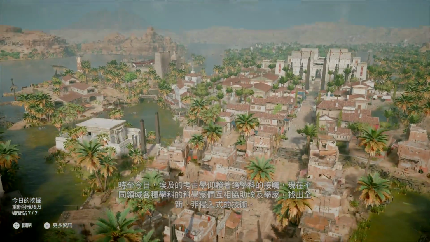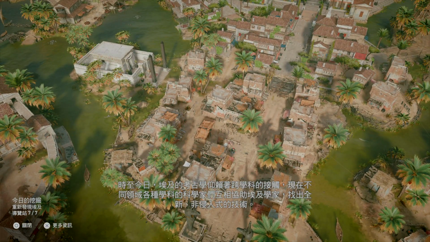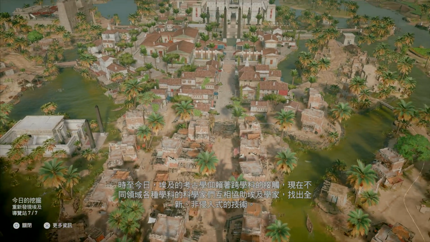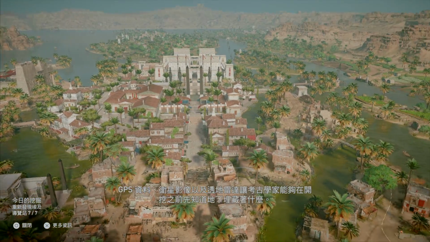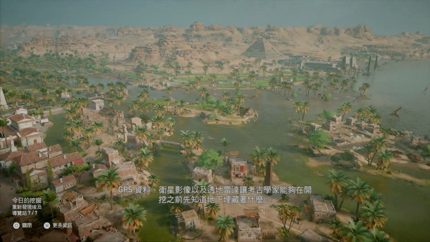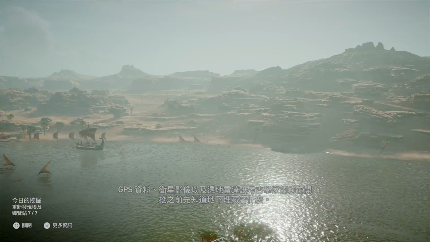Today, archaeology in Egypt relies on an interdisciplinary approach, where traditional Egyptologists are helped by a wide spectrum of scientists from other disciplines and new non-invasive techniques. GPS data, satellite imaging, and ground-penetrating radar allow archaeologists to gain a sense of what lies underneath the ground before excavating.